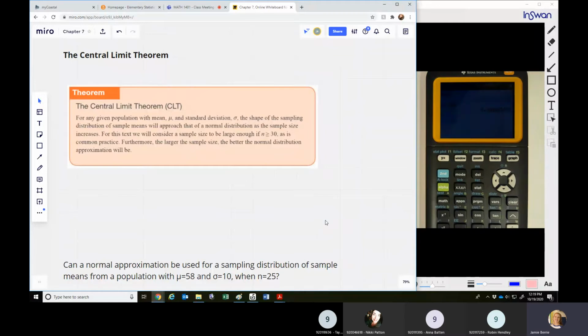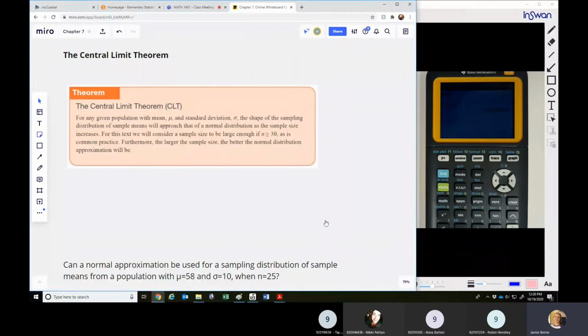So the central limit theorem, abbreviated CLT, says: for any given population with a mean of mu and a standard deviation of sigma, the shape of the sampling distribution of sample means will approach that of a normal distribution as the sample size increases. So as you choose a larger and larger sample size, your sampling distribution of sample means is going to get closer and closer to a normal distribution.